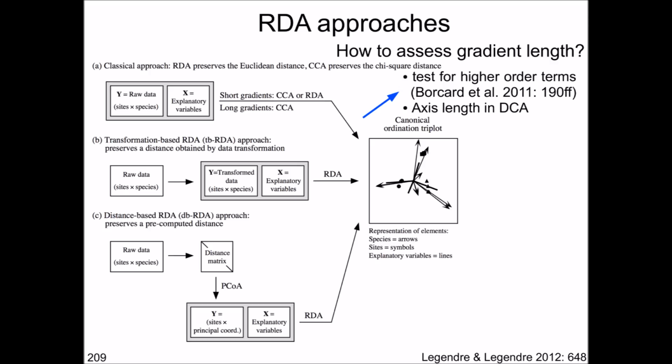And then we finally have distance-based RDA, where you calculate a distance matrix, and this distance matrix is then used in the analysis of the RDA after principal coordinate analysis. An example for a study where we employed this is also provided on the slide.